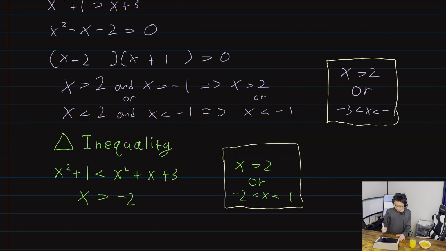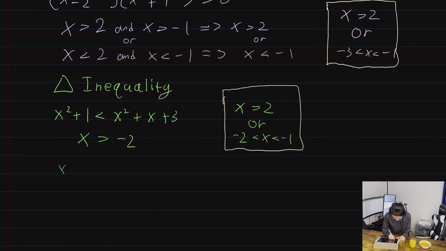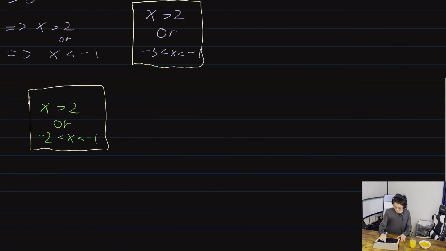Okay, so now let's do the second part of the triangle inequality. The same side must be greater than the absolute value of the difference of the other two sides. So x squared plus 1 is going to be greater than the absolute value of x squared minus x minus 3. Now, we want to get rid of this absolute value.